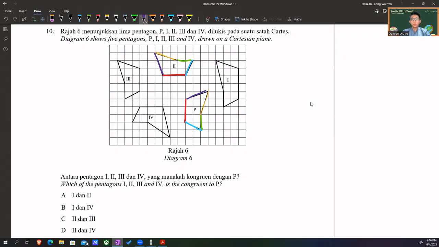Okay. If I compare, 1 is different. This is longer. If I compare the 3, this here, here, here, and here are all the same as well. 4 is also different. Yeah, this is definitely longer than this. So the ones that are the same, 2 and 3. Answer C. Okay.